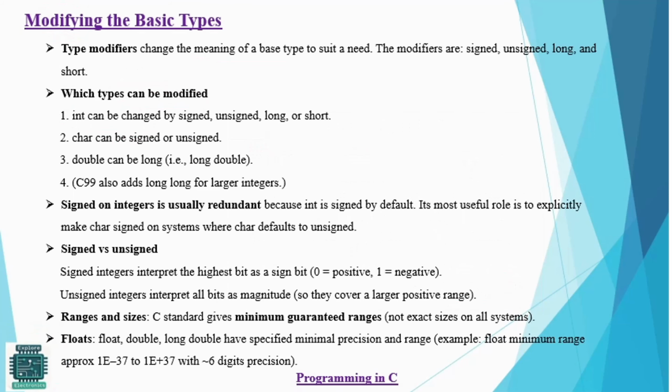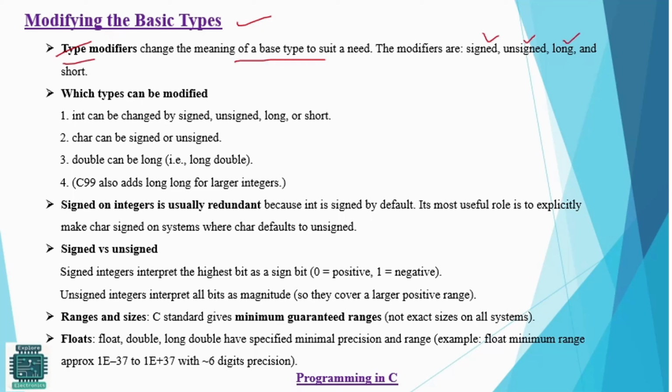Second concept is modifying the basic types. Type modifiers change the meaning of a base type to suit a need. This is a definition. Look, there are totally four modifiers. The first ones are signed, unsigned, long, and short.